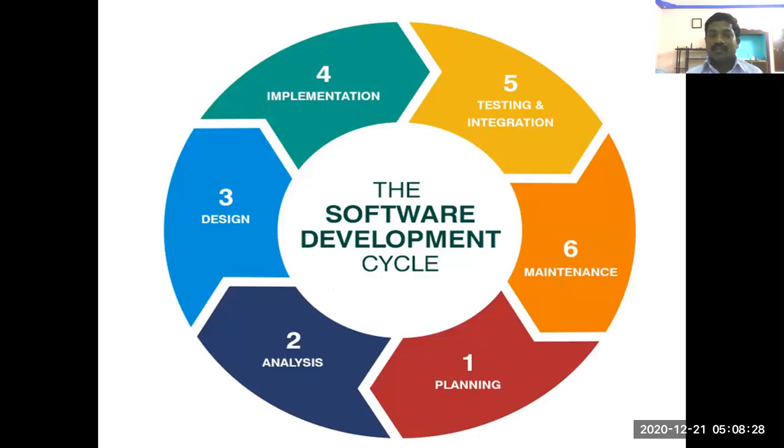This is the software development life cycle. Before developing the software, you should follow the SDLC model in order to develop a better product, a better project. There are six phases involved while developing software. The first phase is the planning phase. The second phase is the analysis phase. The third phase is the designing phase. The fourth phase is the implementation phase. The fifth phase is the testing and integration phase. And the sixth phase is maintaining the software product. These are the six phases involved in developing a better software product.